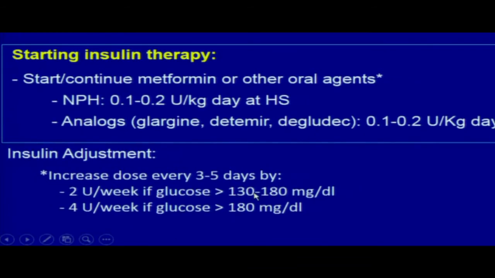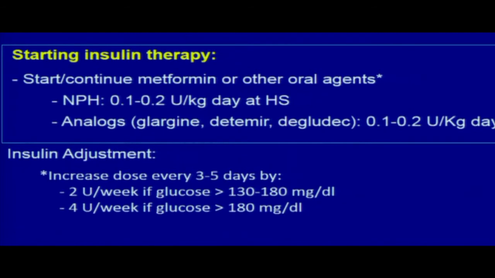And what we tell the patients, and we write on a piece of paper, is you increase by 2 units every 3 days, every 5 days, until your fasting blood glucose is below the number that you want, usually 140, 130, 150, whatever you want. If the hemoglobin A1C is greater than 8, as it is at 200, you can increase by 4 units.